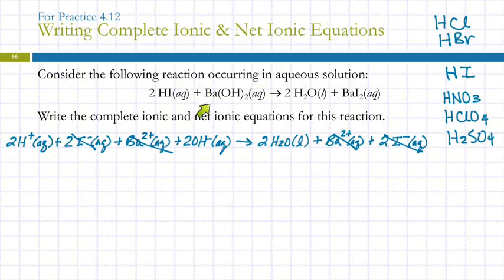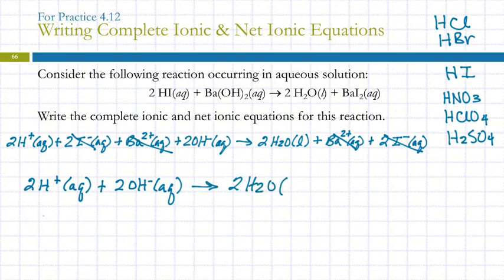So hydroxide came with barium, and they're friends, but they're not crazy about each other. If hydroxide had come with sodium, she still would have ended up in a relationship with the hydrogen ion, because the barium ion had nothing to do with it. It was a spectator ion. So we cross off the spectators, and then we just copy down what's left. So 2H plus aqueous plus 2 hydroxide aqueous. And that gives us 2 water liquid.